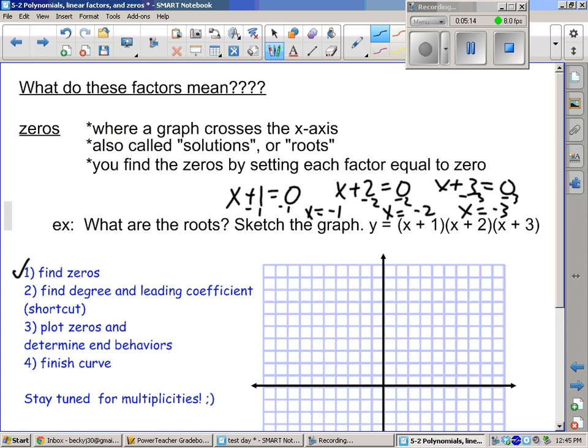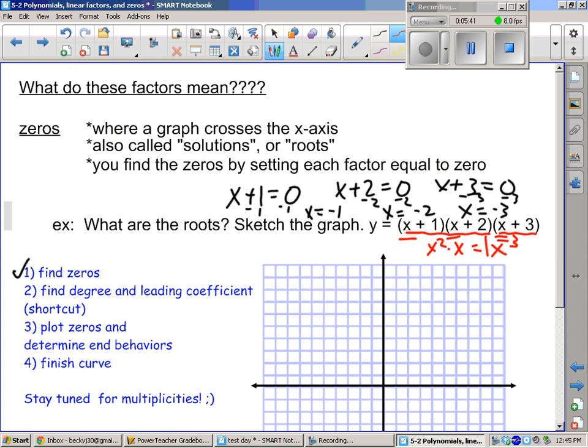Wait. To find the degree and the leading coefficient, I thought it had to be all FOILed out in standard form. Well, that's where the shortcut comes in. Okay. And so we don't have to FOIL all this and then multiply that by x plus 3. We're going to think about x times x, and then if I take that and multiply it by this other x, I will have x to the third, and the number in front will be a 1 because all the x's have a 1 in front.